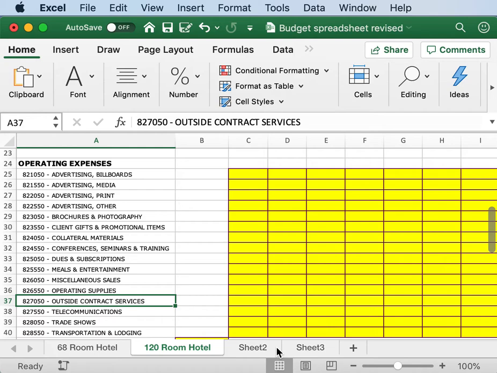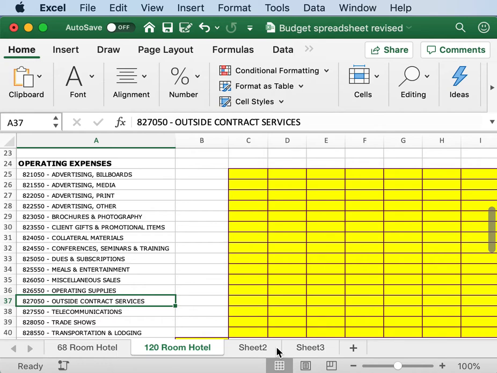Outside contract services. So if we hire an outside company to do some sales and marketing for us, that would be coded here. We already talked about photography, for instance, where we would hire like somebody from outside the hotel to do our photography. Things like that would fit into here. Obviously photography doesn't because it has its own line, but other contracted services could fit in here.